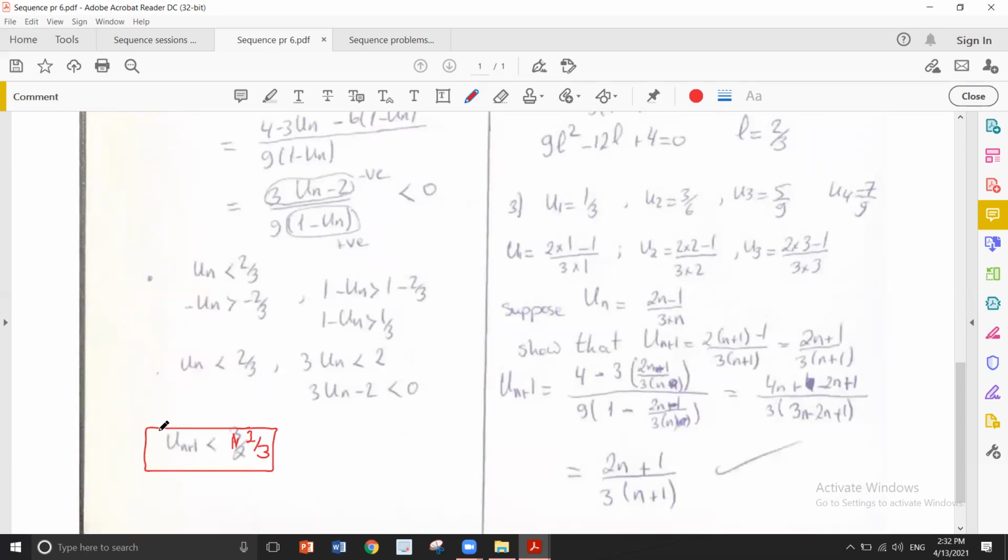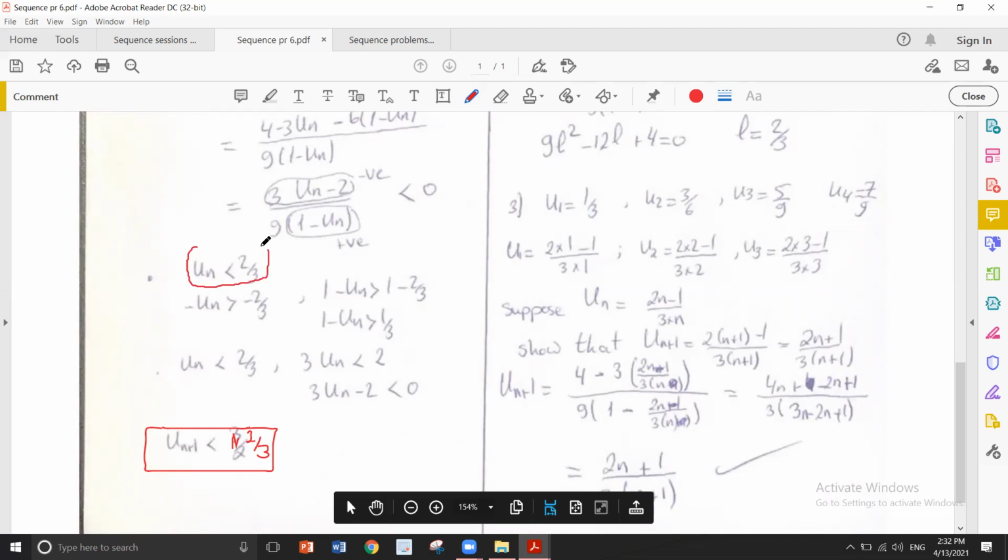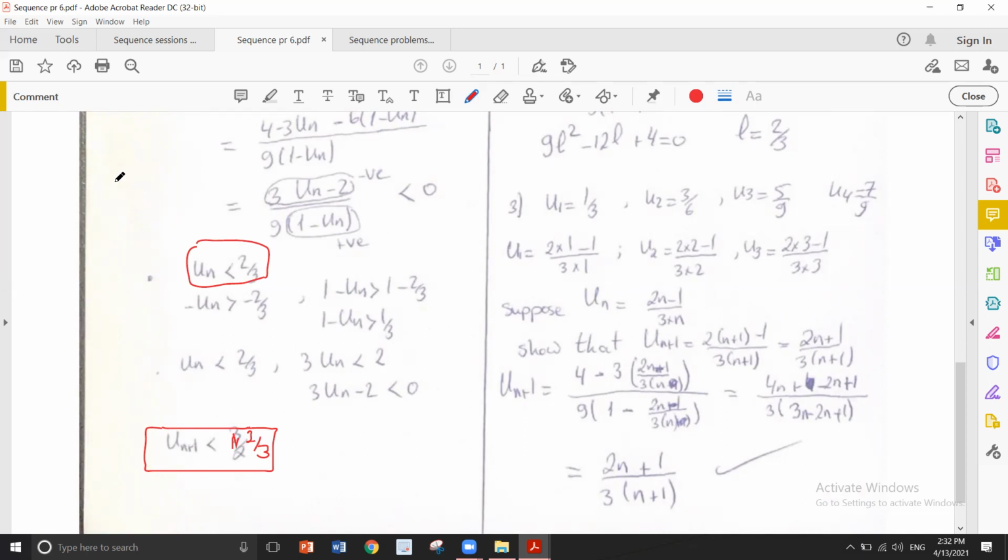How did we get minus un greater than minus 2 over 3? We suppose un less than 2 over 3. I have 1 minus un, so if I multiply by negative, it's negative un, I change the sense, it's greater than minus 2 over 3. Whenever you multiply the inequality by minus, you change its sense. Like minus 3 less than minus 2. If you multiply by minus, it's 3 greater than 2.